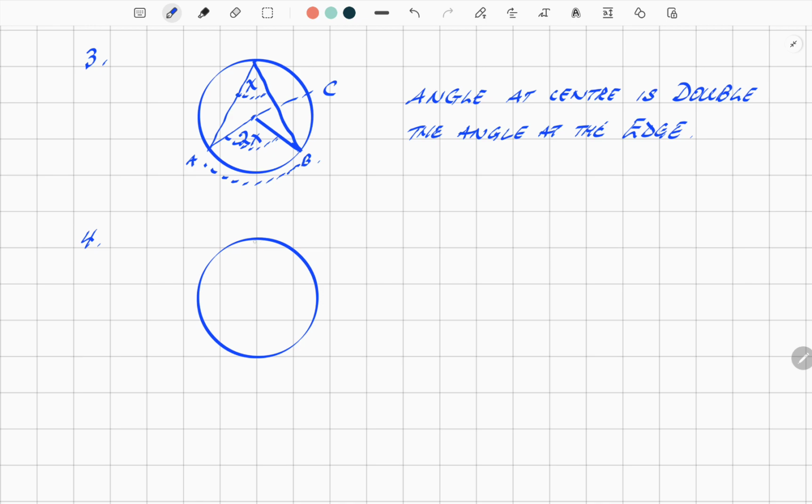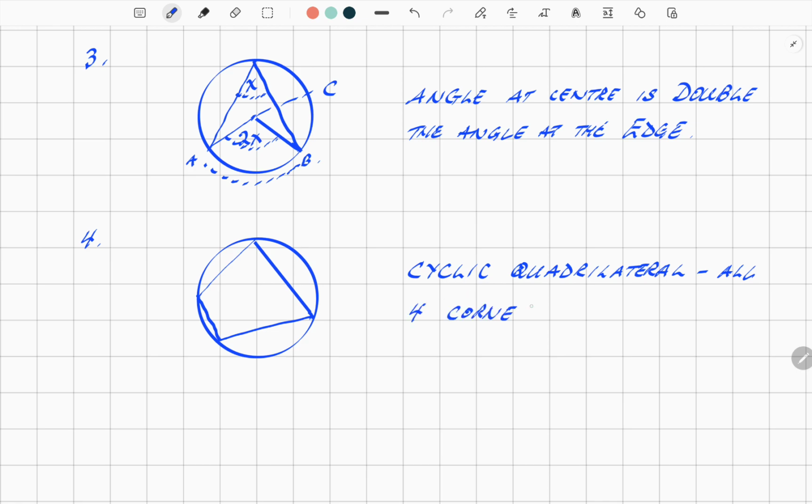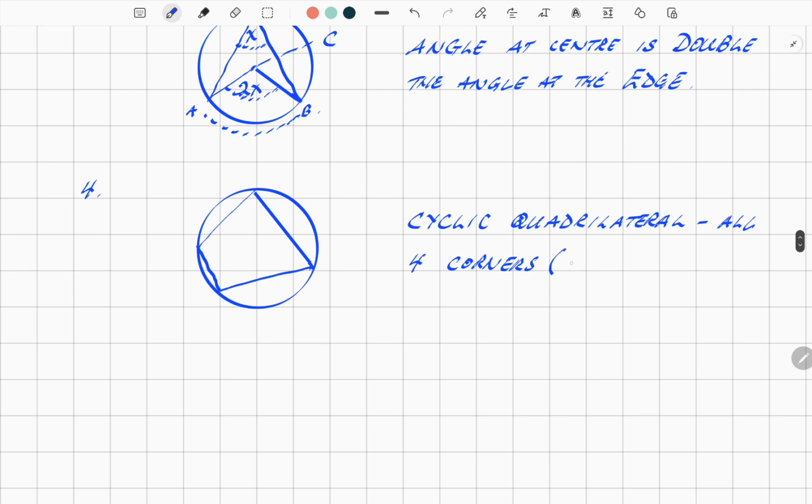Let's take a cyclic quadrilateral as another one. A cyclic quadrilateral is effectively where the 4 corners of the quadrilateral are all on the circumference of the same circle. All 4 corners. What's the name for a corner? Vertices. Yeah? So a vertex is basically a corner.